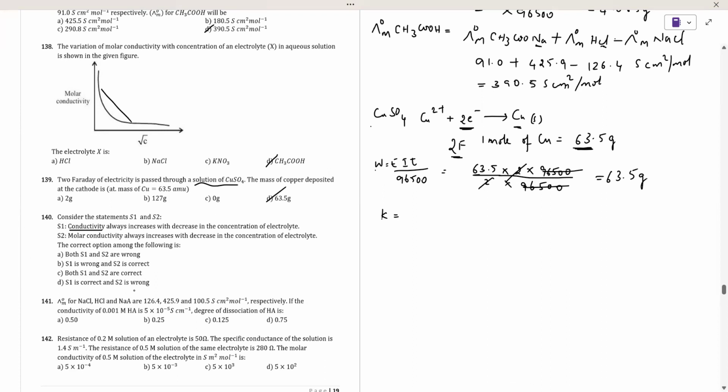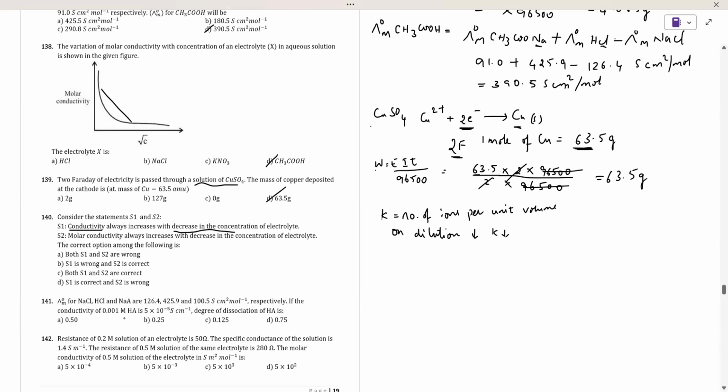Now, this decrease in concentration is nothing but increased dilution. The K value basically depends upon the number of ions per unit volume. So if the number of ions per unit volume is increasing, the K value will increase. But on dilution, the number of ions per unit volume will decrease, and hence the K value also should decrease. But in statement 1, they are telling that conductivity will increase with decrease in the concentration of the electrolyte, and hence the first statement is wrong.